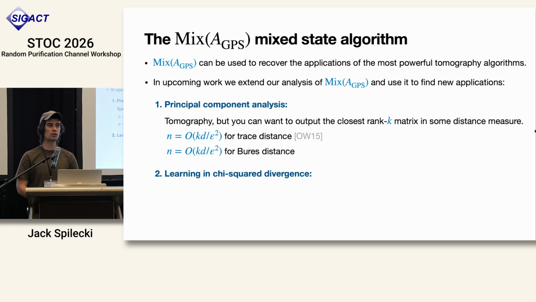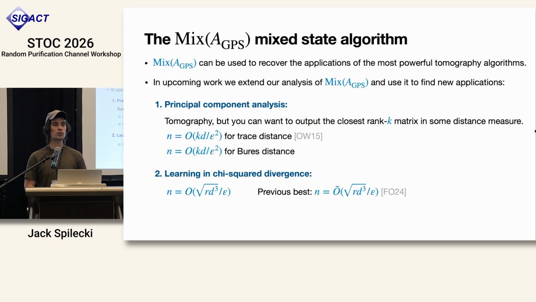We also considered the problem of learning in more stringent distance measures. In particular, there's this Bures chi-squared divergence. This is a harder distance measure to learn in than trace distance or fidelity. And if you can learn in chi-squared divergence, then you automatically learn in trace distance or fidelity. And there we show a certain sample complexity, square root of r d cubed over epsilon, which removes the tilde from the best known previous algorithm due to Flammia and O'Donnell.